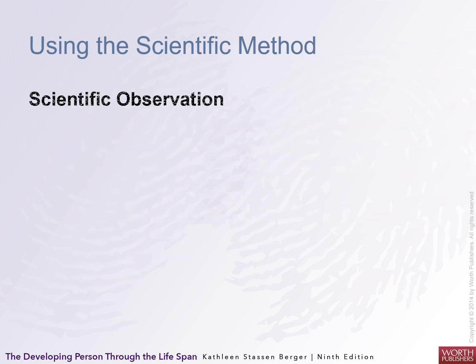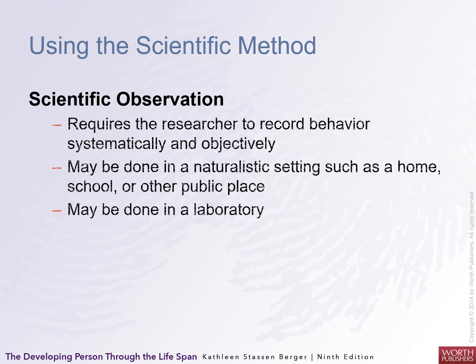Using the scientific method, you do scientific observations first, which requires the researcher to record behavior systematically and objectively. It may be done in a naturalistic setting, such as a home, school, or public place, or a laboratory.